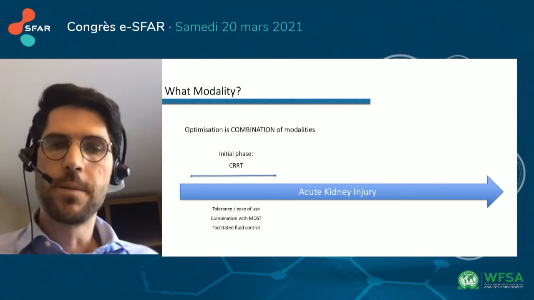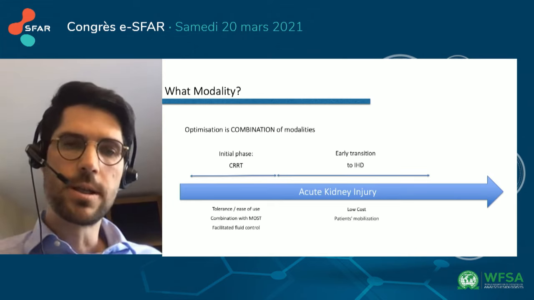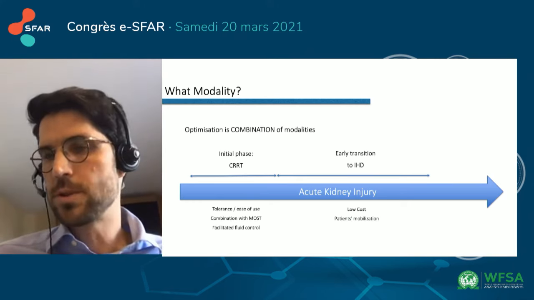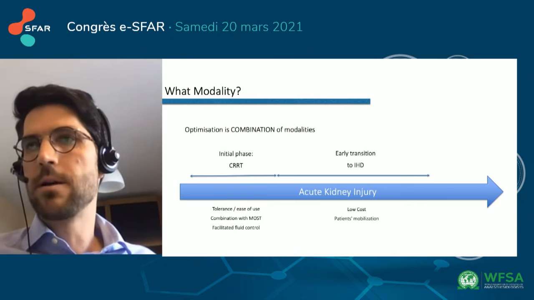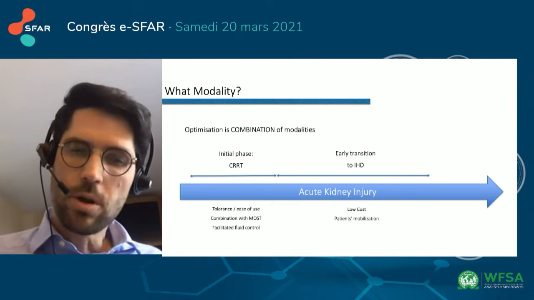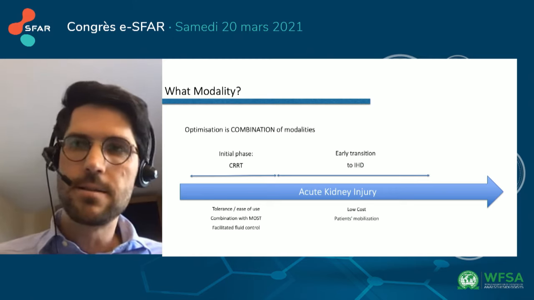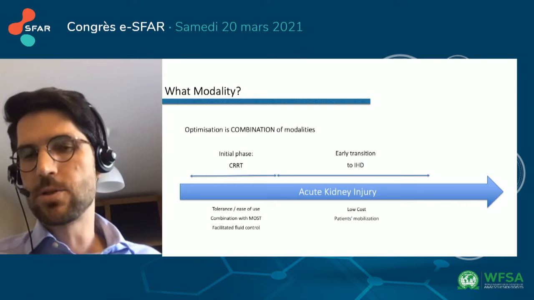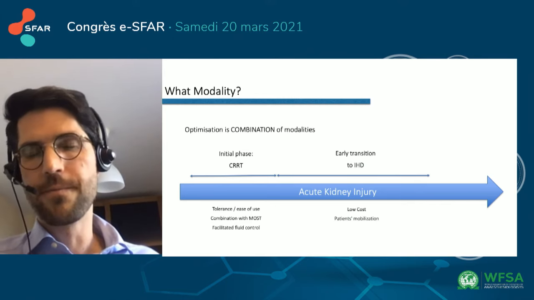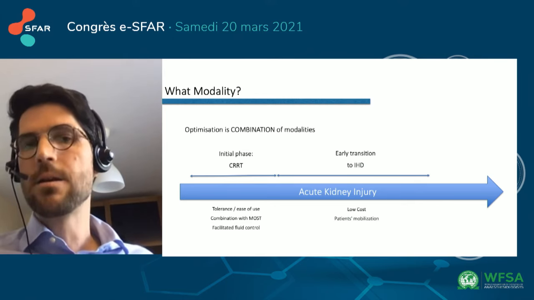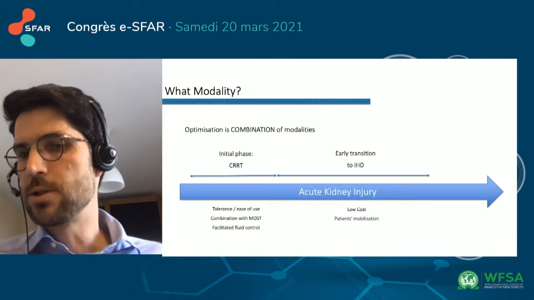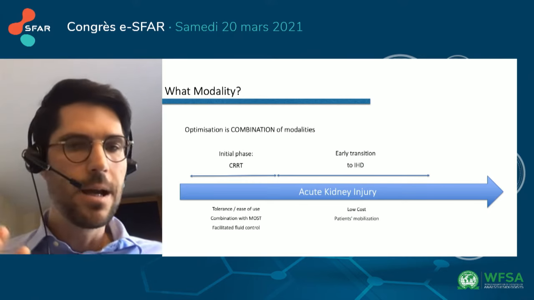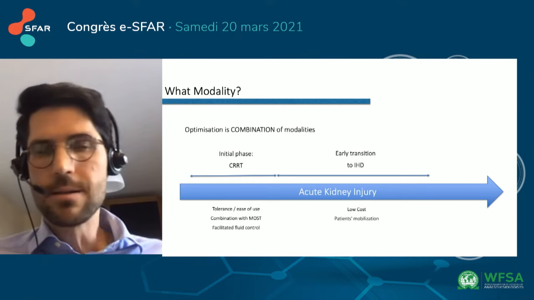You can roll on with the animation. So in the setting of acute kidney injury, I would suggest probably that in most patients, you would be more comfortable starting with continuous renal replacement therapy. It's better tolerated, it's easier, you can combine it with other therapies. It's better to control the fluids. And then transition early to intermittent modality. So what is early depends on your experience, depends on everything. And for some patients, early might be immediately.